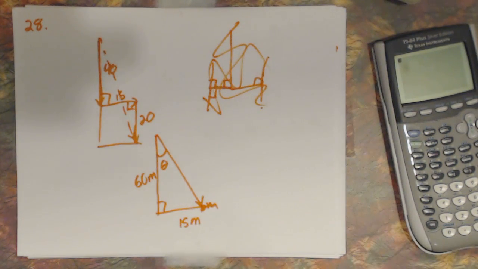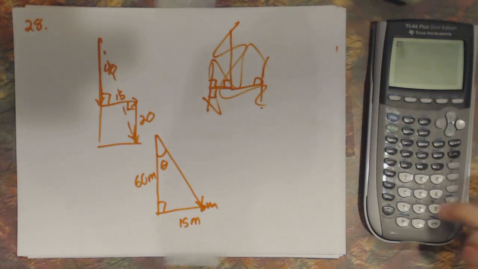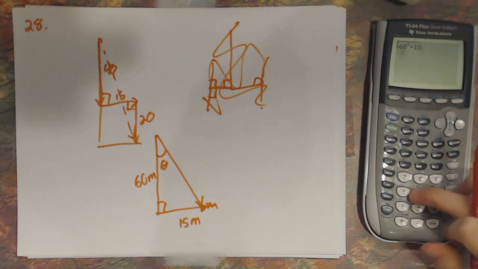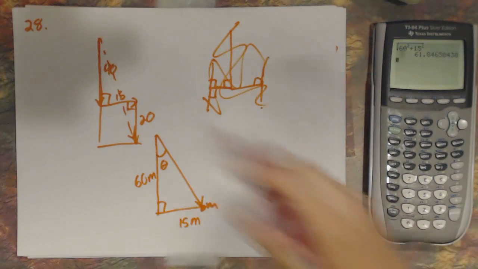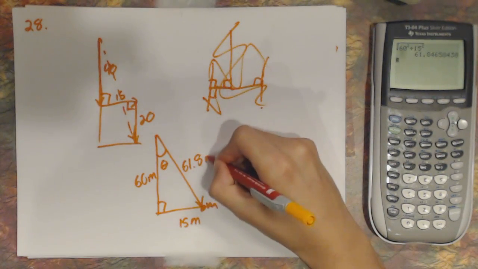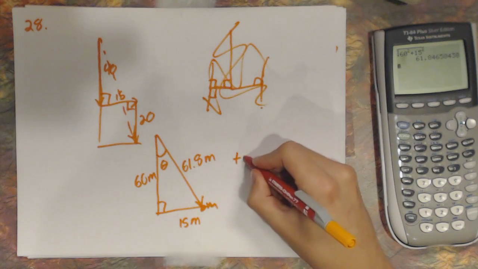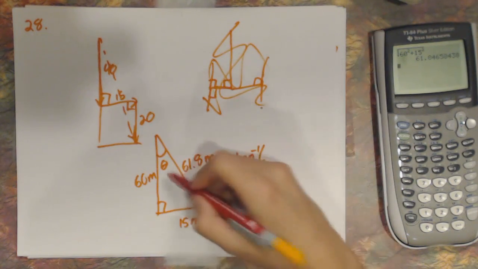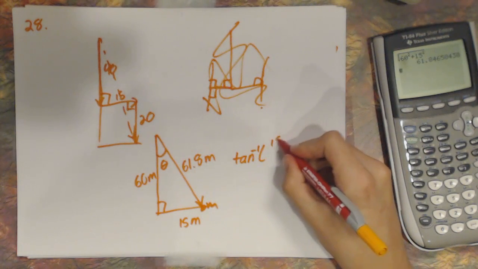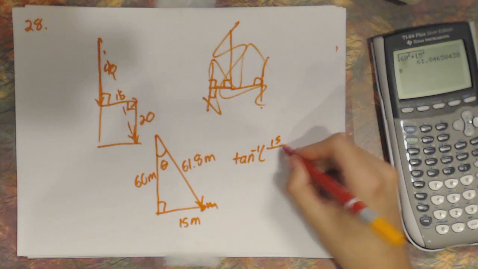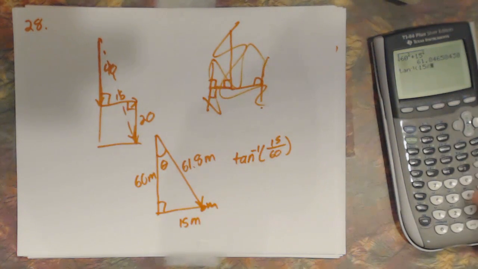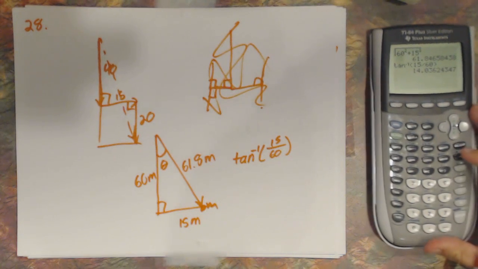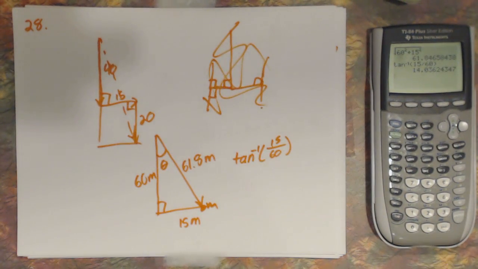To find the resultant, we're just going to use the Pythagorean theorem again. So the square root of 60 squared plus 15 squared equals 61.8 meters. And to find our angle, we're going to go inverse tangent of opposite over adjacent. So 15 over 60, and we get 14.0 degrees.